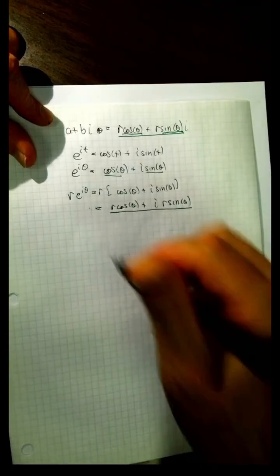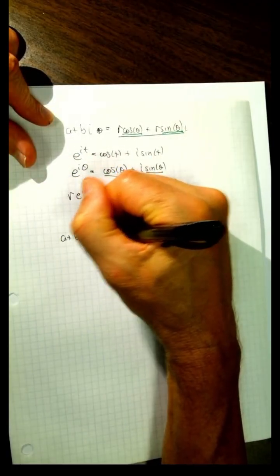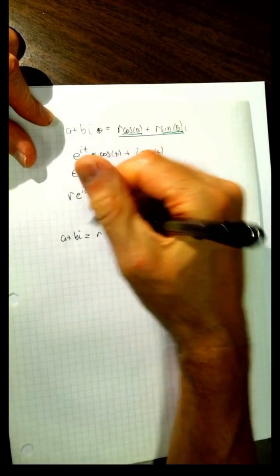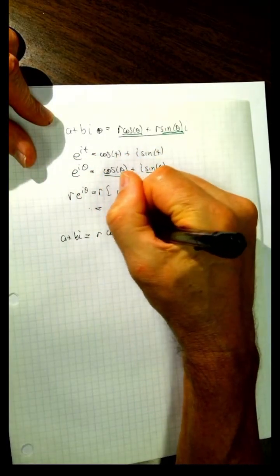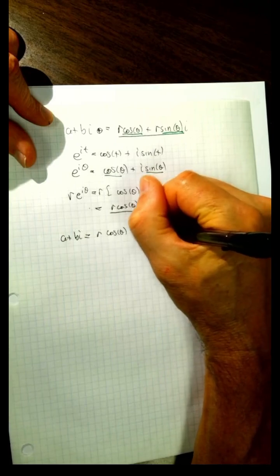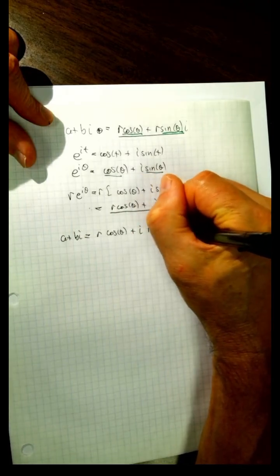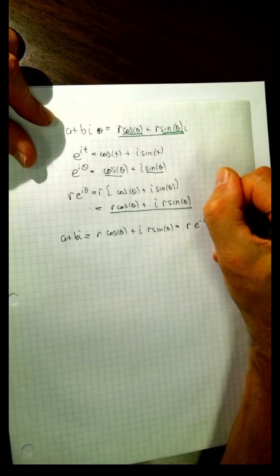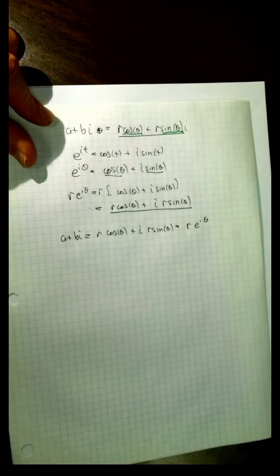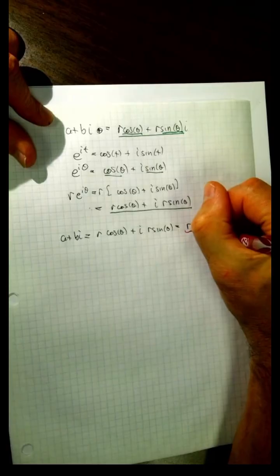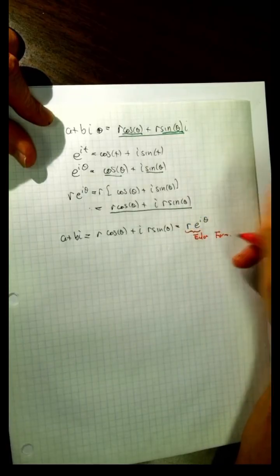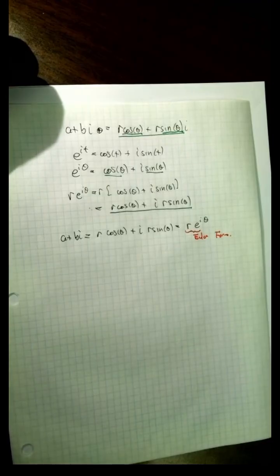So we now have a plus bi, the rectangular form, is equal to r cosine theta plus i r sine of theta, the polar form. And I can write that as r times e to the i theta. And we are going to call that the Euler form. Those are all the same.